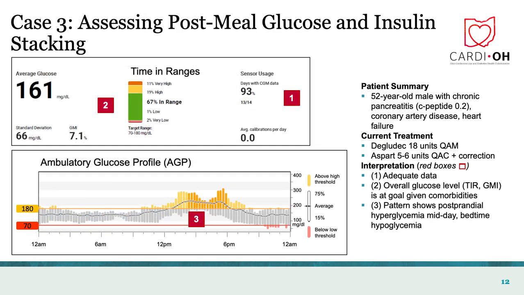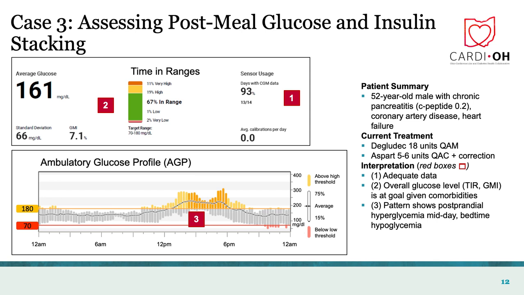Here is case 3. This is a 52-year-old male who has chronic pancreatitis and, in fact, has a C-peptide that is low or on the low side of normal. Also has coronary artery disease and heart failure. This patient is currently on basal bolus insulin therapy. There are some important points to point out on this report.